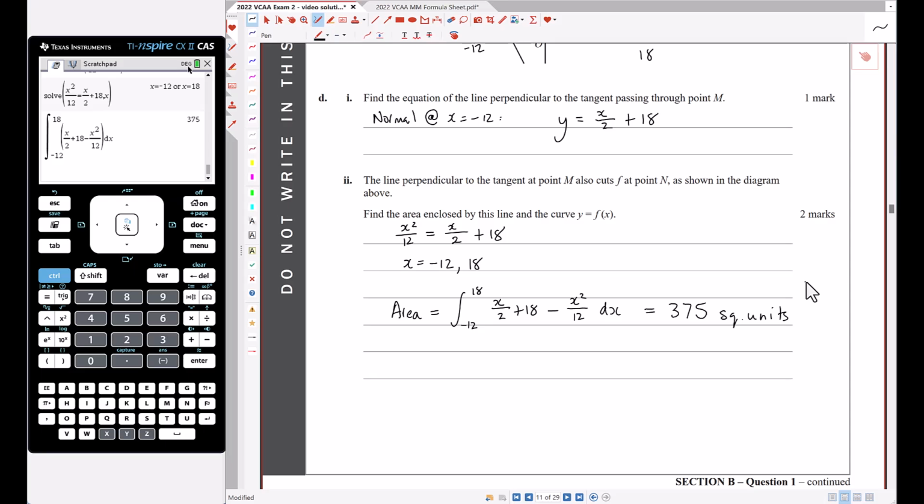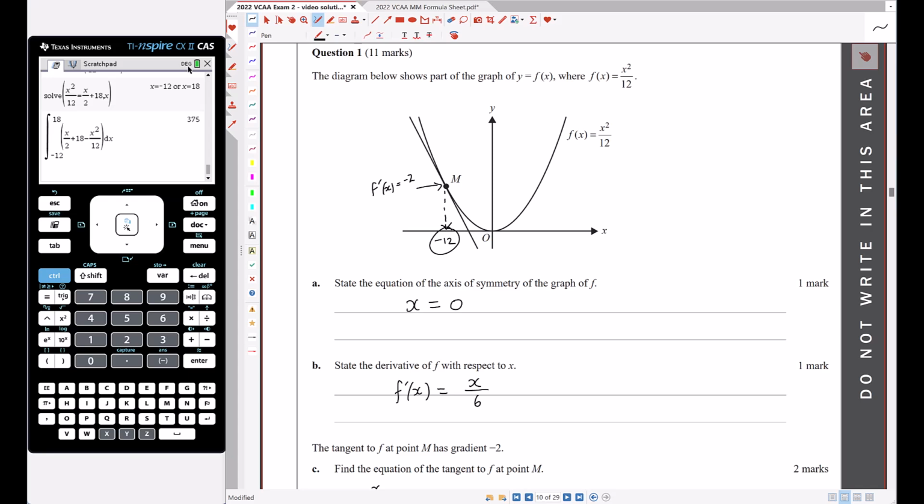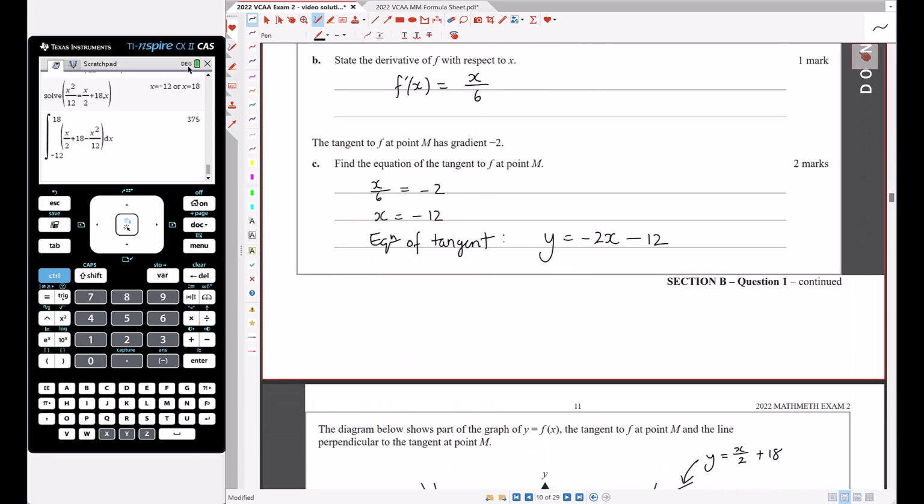Okay. So the mark scheme seems pretty straightforward so far, I think. It's 1 mark for x equals 0, 1 mark for the derivative equals x on 6, 1 mark for working out that the point M has an x coordinate of negative 12, and then 1 mark for your equation of the tangent, making sure you have an equation.